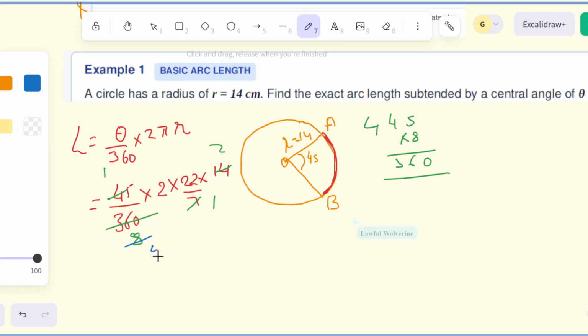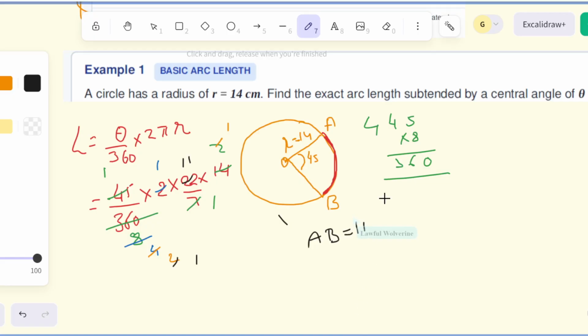So 4 times 2, 1 times 2, and then you can cancel 2 times 2, 1 times 2, right? And this one, another one left over, so you can cancel that 2 with this 11. So you are left with only 11, right? Rest all cancels out. So what is the length of the arc? AB will be equal to 11.